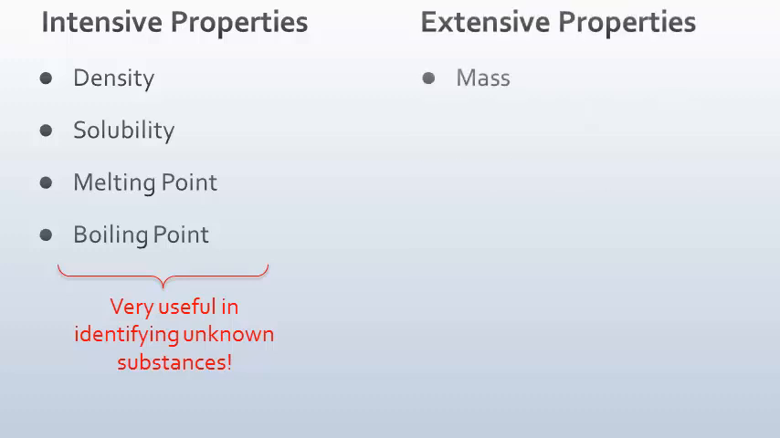Extensive properties, on the other hand, are not going to help you with that at all, because an extensive property is a measured value. If I've got just a little bit of it, obviously it's going to have a lesser mass or a smaller volume than if I have a lot of it. So that's not going to tell me what the substance is. So just keep in mind that intensive properties are never going to change, and that extensive properties will vary depending upon how much you have.